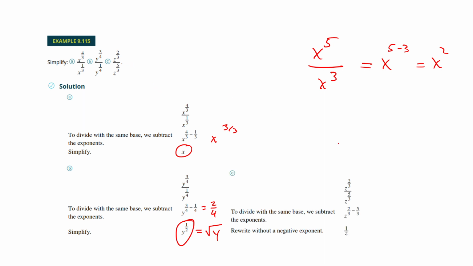Okay, the last one, we would subtract that. 2/3 minus 5/3. Okay, well, that's negative 3/3, which is a negative 1. So I have z to the negative 1, which means we can move it down to the bottom, which is how they got that. Okay, try your hand at some of these.